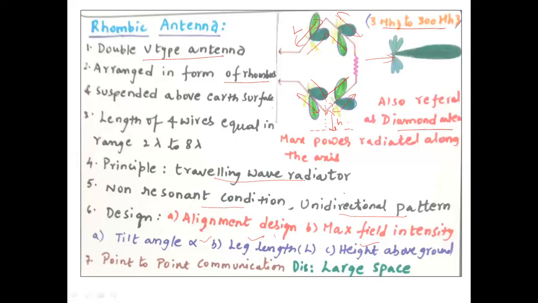Next, this is used majorly in point-to-point communications. The major drawback of this antenna, as I already said at the start, is large space. It will be occupying a lot of space. So that is a major drawback.